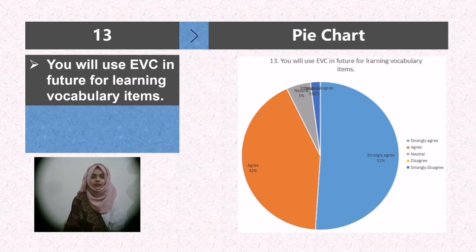said agree, 5 students stayed neutral, no students were favoring disagree, and 2 students narrated strongly disagree. So it symbolizes that EVC would be used by students to learn vocabulary in future. So basically these were the questions, and these 13 questions were close-ended questions.